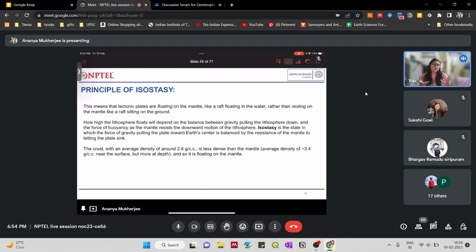Okay, so that is where your principle of isostasy comes into play. Isostasy, in terms of the whole earth surface, means that the tectonic plates are floating on the mantle like a raft floats on water.